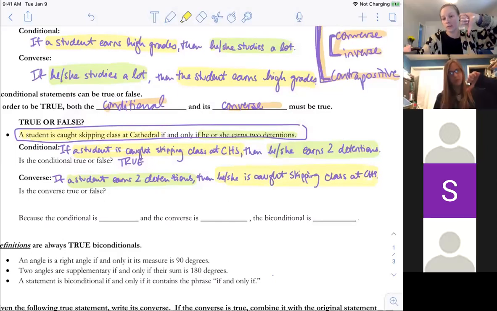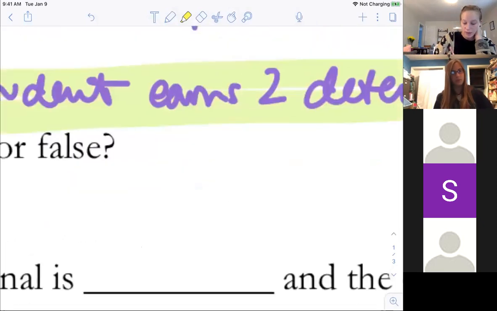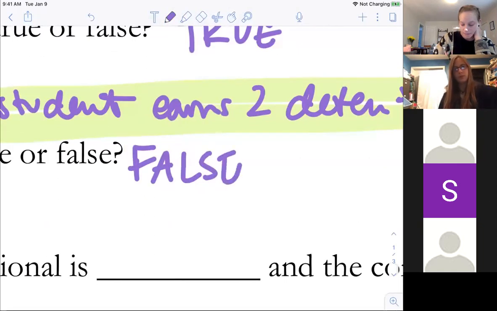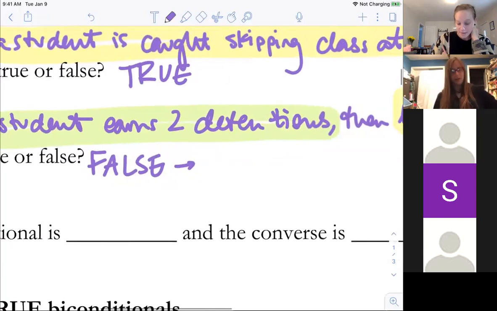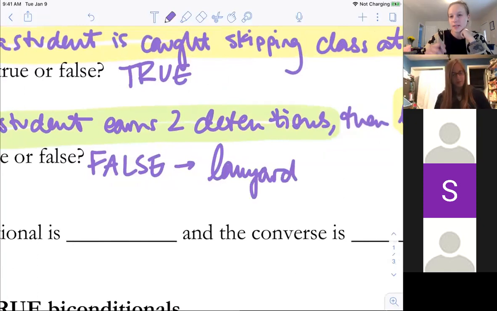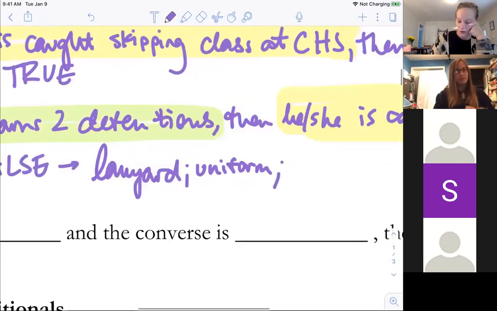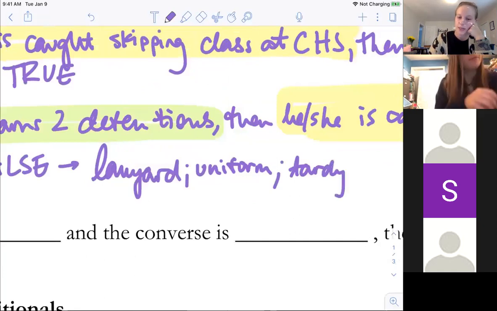Good. I see a false. That's true. That's a false statement. Can anybody give me an example of why you might earn a detention that's not skipping class? Not wearing your lanyard. Lanyard, yep, that's the best example. Any other examples? Uniform infractions are a big one. If you're late or tardy to class without a pass, you can get a detention.